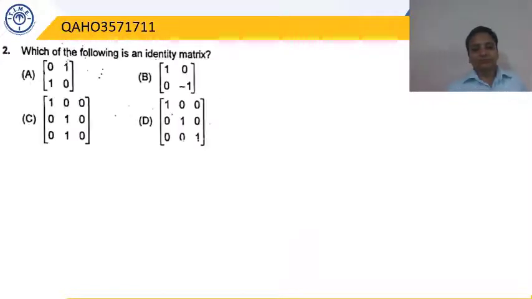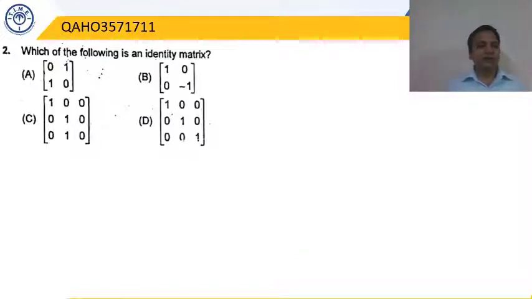Question second. Straight away definition based question. It's again a definition based question. Which of the following is an identity matrix? Identity matrix has elements only in diagonal. It's a square matrix. All other elements which are not in diagonals are 0, and all the elements in diagonals are 1. Look at the first choice.